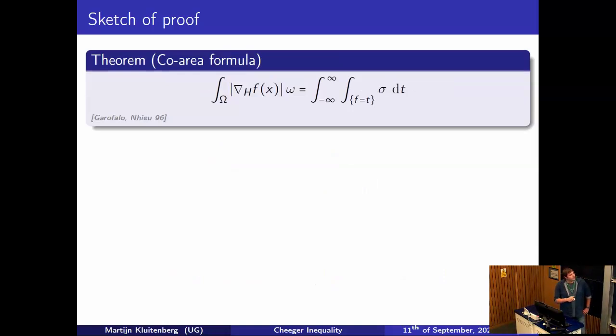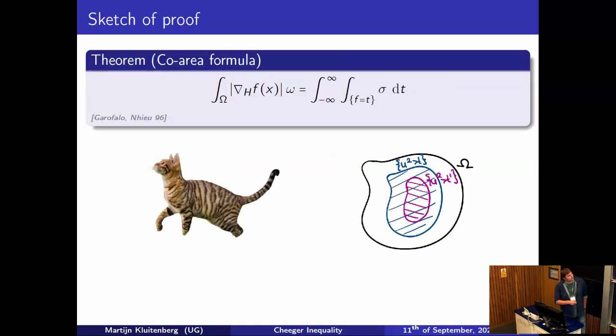We have also in the sub-Riemannian case, due to this paper, a co-area formula. The idea behind it is that, imagine that omega is this cat, and you want to integrate some visible function over the cat. Well, the idea is the stripes are the level lines of f. You first integrate over each level line and then over all the lines.